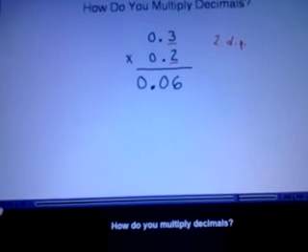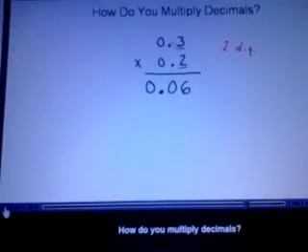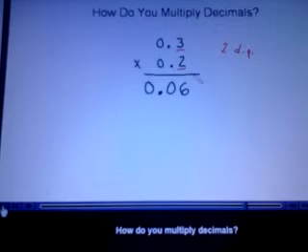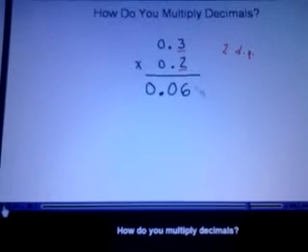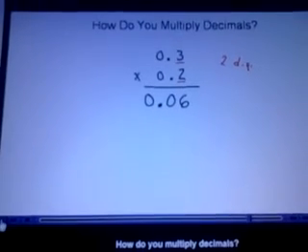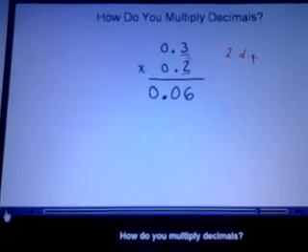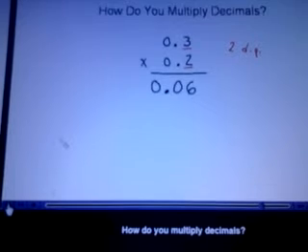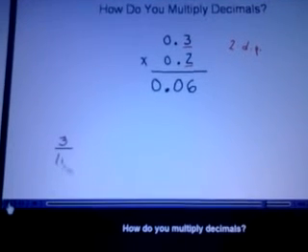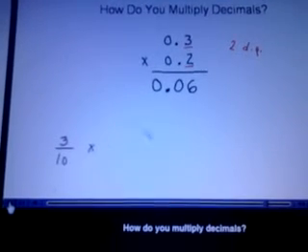Now, does our answer make number sense? We multiplied 0.3 by 0.2 and came up with an answer that's 0.06. Well, let's see what happens if we convert our decimals to fractions. 0.3 is simply written as 3/10. We're going to multiply that by 2/10.